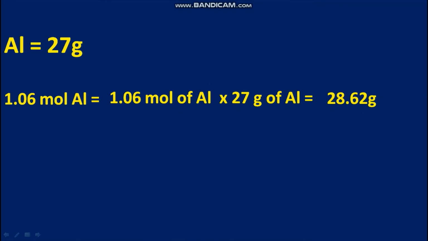And there we have it. That is how you work out how many grams of aluminium you need in a reaction of 85 grams of iron(III) oxide.